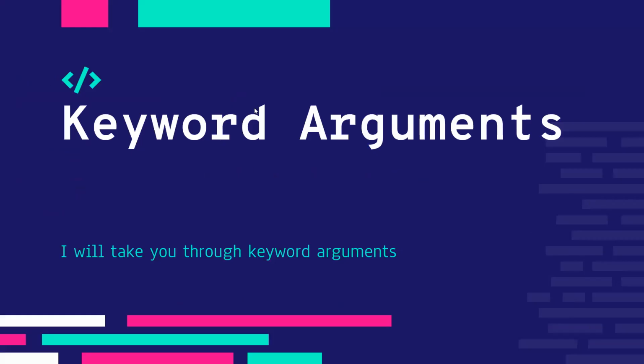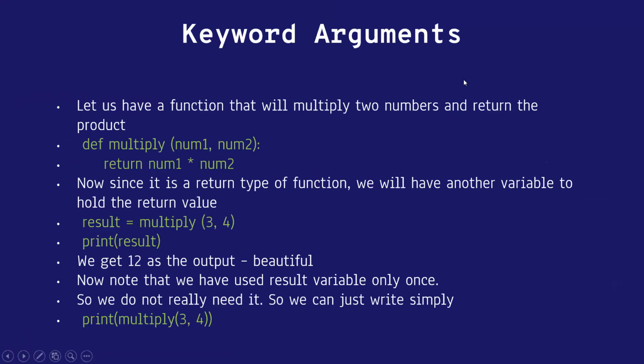So let's look at the keyword arguments. Let us have a function that will multiply two numbers and return the product. Like that: def multiply(num1, num2): return num1 times num2.